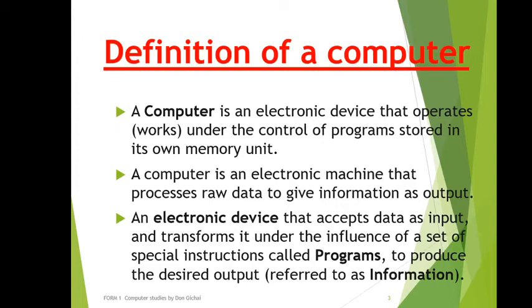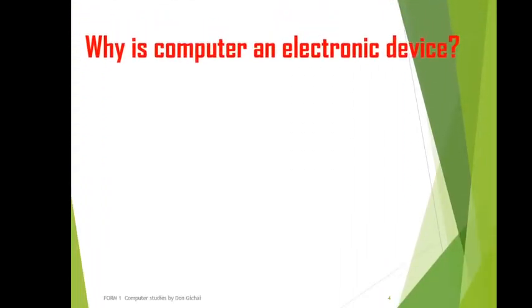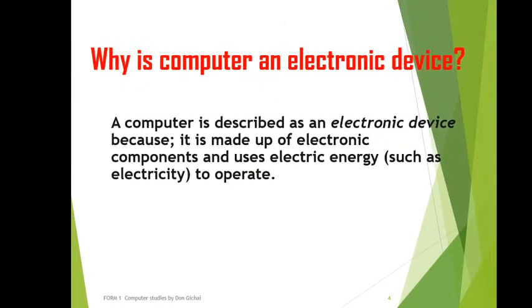I think the third definition makes a lot of sense, and it is very powerful: a computer is an electronic device that accepts data as input and transforms it under the influence of a set of special instructions called programs to produce desired output called information. Somebody may ask you why a computer is referred to as an electronic device. The answer is simple. A computer is described as an electronic device because it is made up of electronic components. Second, it uses electric energy, such as electricity, to operate. Those are the two main reasons, among others, why we refer to a computer as an electronic device.